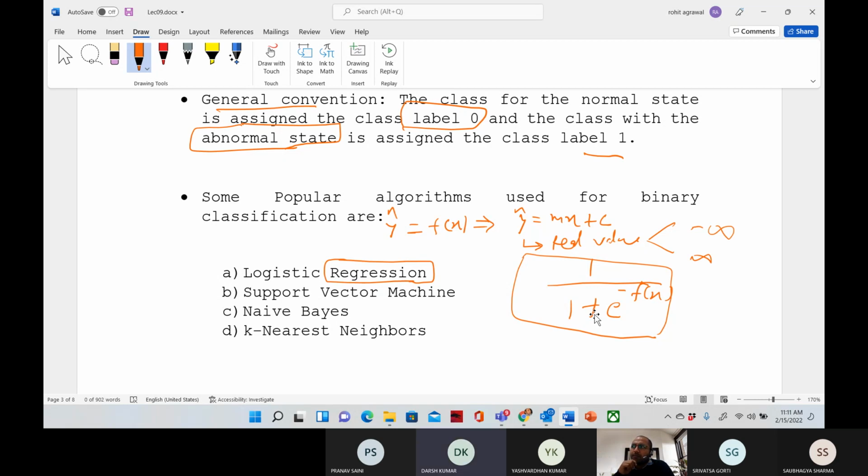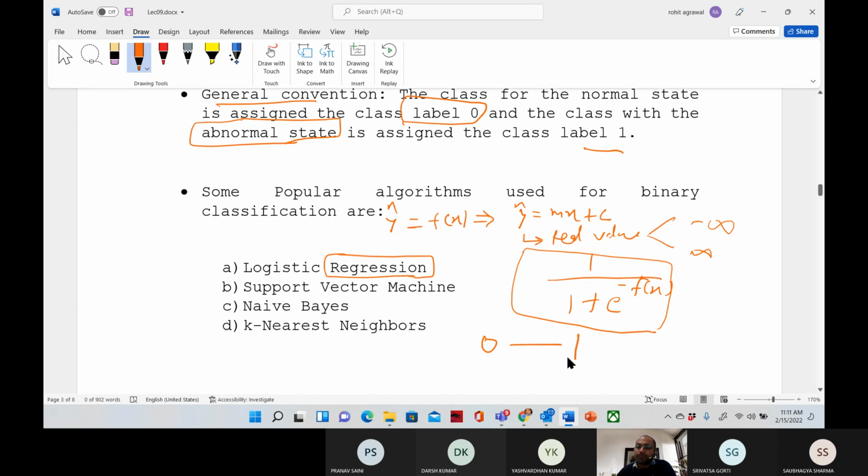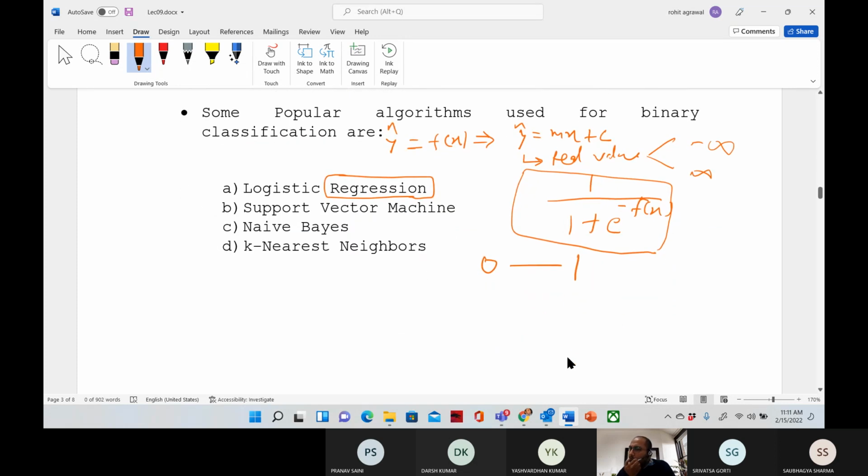Sir, it should be less than 1, like 0 point something. Yes, it will be from 0 to 1. It will be from 0 to 1. Yes or no? It will be from 0 to 1.